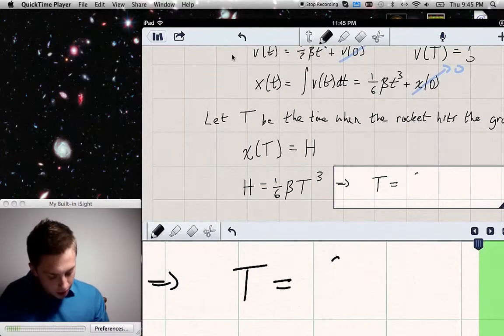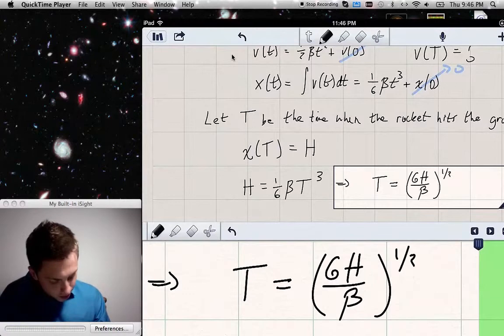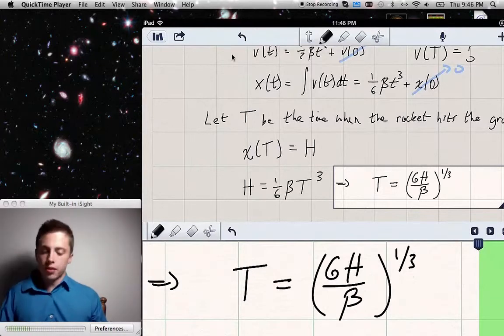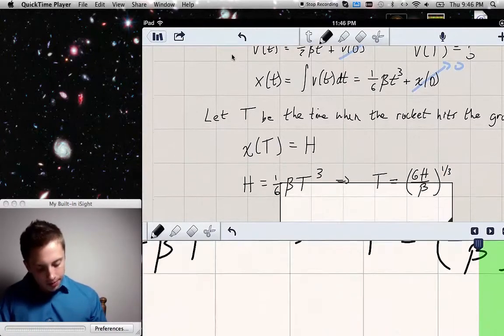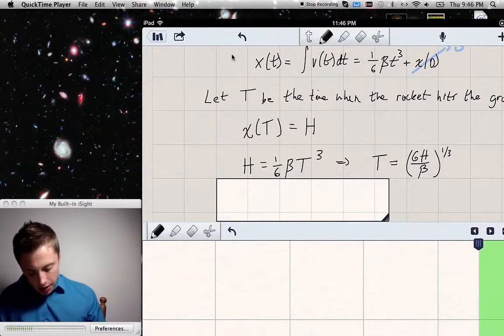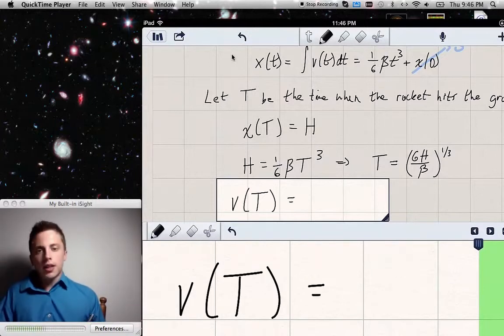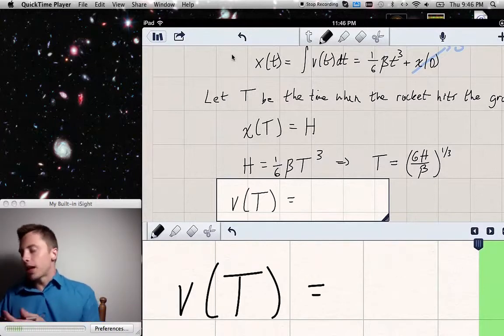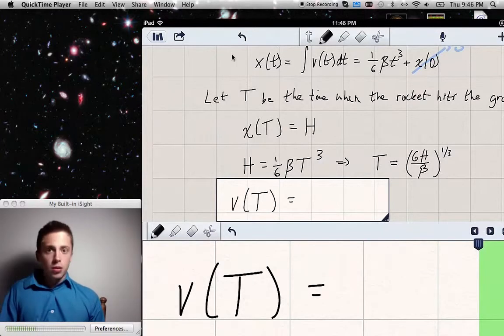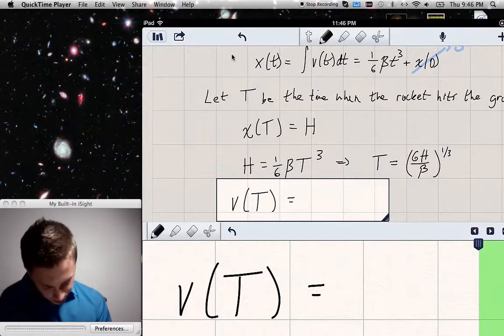And if you're not comfortable with this algebra, please prove this yourself. The time is going to be (6h over beta) to the 1/3 power. Okay? Now, we want the speed when it hits the ground, which is given by the absolute value of the velocity. And the velocity is always going to be positive based upon how we have it defined, as long as we're looking at times before the rocket hits the ground, or at least right before.